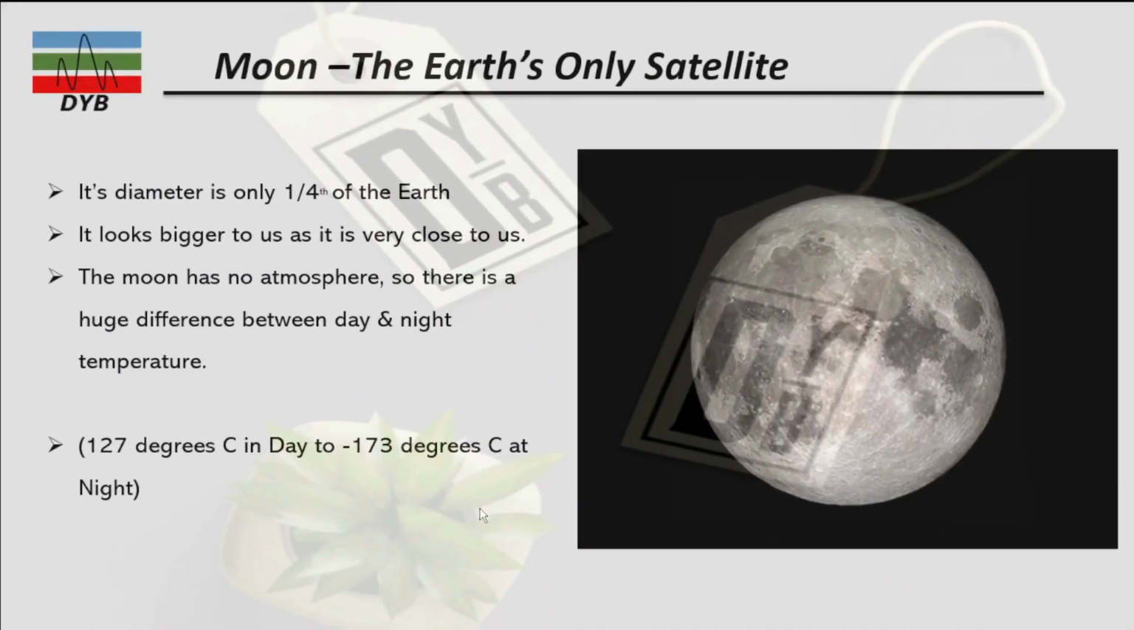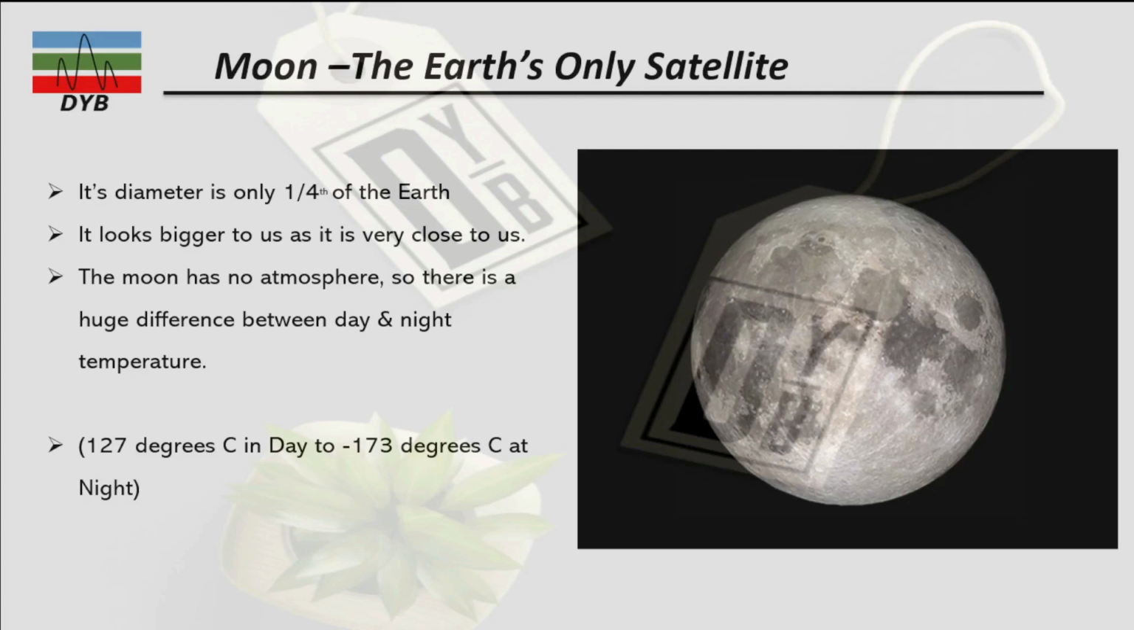So also the diameter, as mentioned, is 1/4 of the Earth, or we can call it a quarter of the Earth, and it looks bigger because it's close to us. Even if you look into the sky, the moon and sun appear to be the same size, but because of the distance, the moon is near to the Earth and the sun is so far from the Earth, that's why it appears to be the same. And especially when we have the solar eclipse or the lunar eclipse, you can observe that the moon is exactly a similar size to the sun.